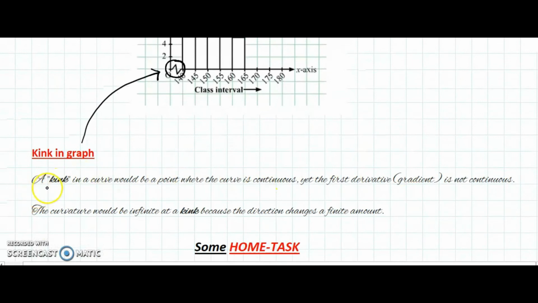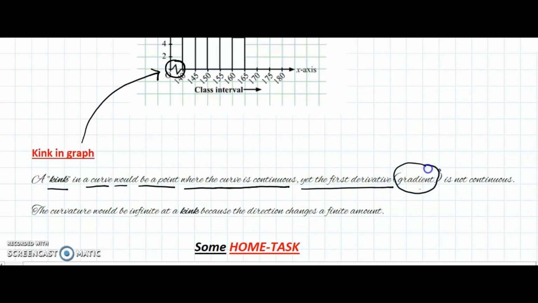So students, listen properly. A KINK is a point on a curve where the curve is continuous. From the point where the KINK is ending, the interval will become continuous. Yet the first derivative, which we call the gradient, is not continuous. That means before, between 0 to 140 in the above data, it was not continuous.